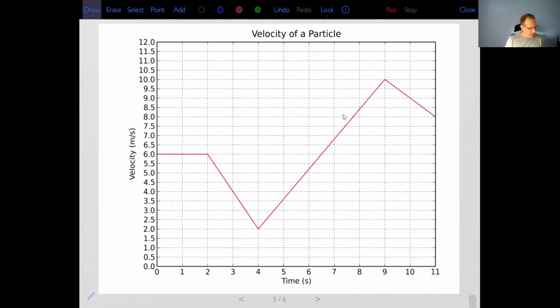What is the velocity of the particle at 3 seconds? Okay, so I'm asked about velocity directly. So I go to 3 seconds. I just go up to the graph. I read off the value. It looks like it's 4 meters per second. Right? Can answer that directly.